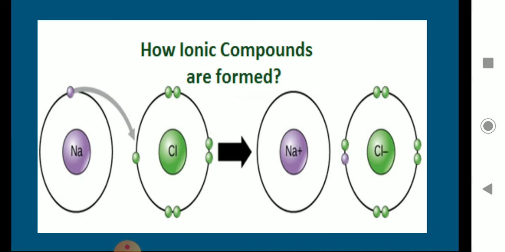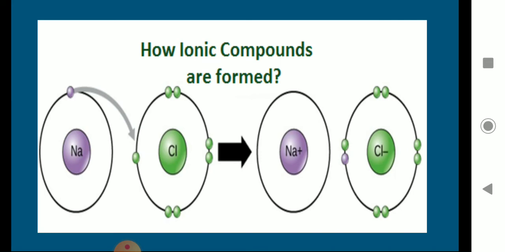So they require to satisfy their last orbit. To complete their last orbit, they require either to give electrons or to take electrons from another atom. Usually metals tend to give electrons and non-metals tend to receive electrons. All this give and take relationship is only because of completing their last orbit. So here sodium and chlorine form a compound, sodium chloride.